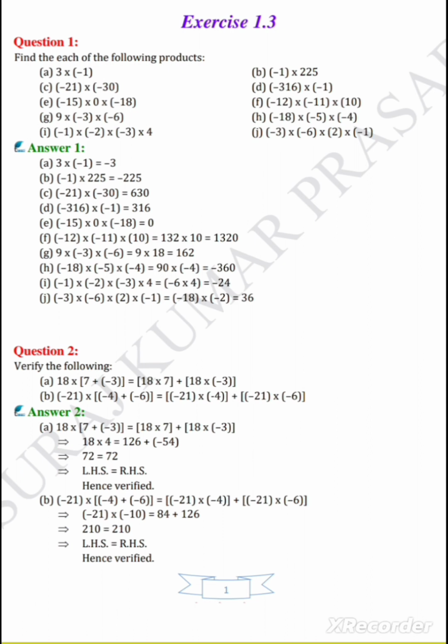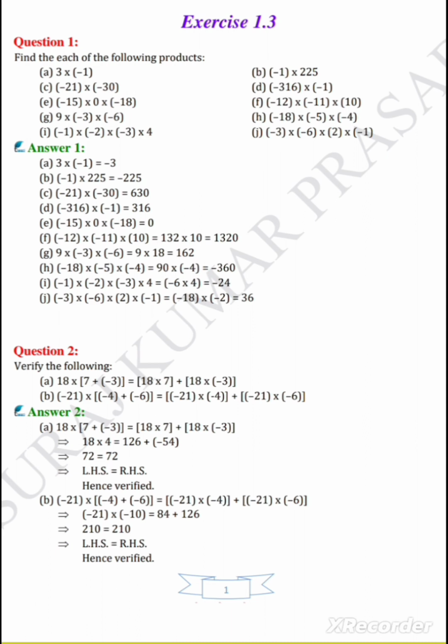I. Minus 1 into minus 2 into minus 3 into 4. Minus 1 into minus 2 is plus 2, and plus 2 into minus 3 is equal to minus 6, and minus 6 into 4 is equal to minus 24.